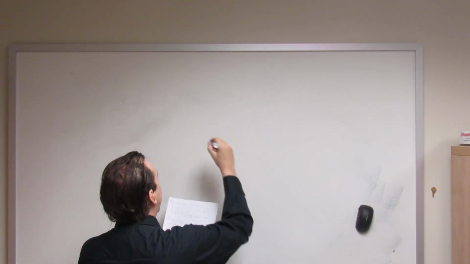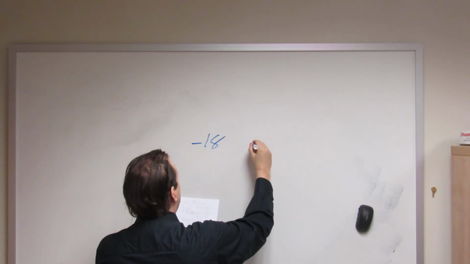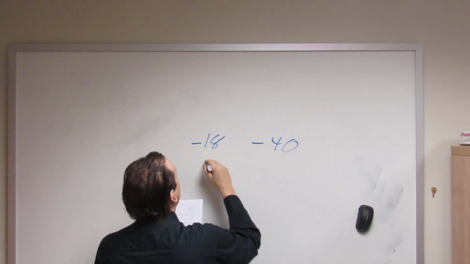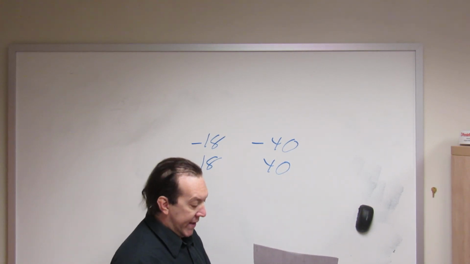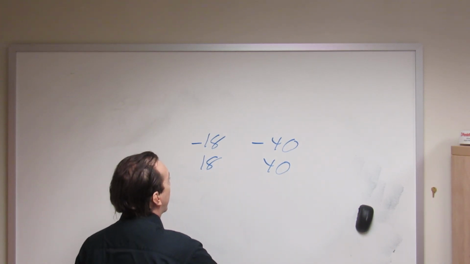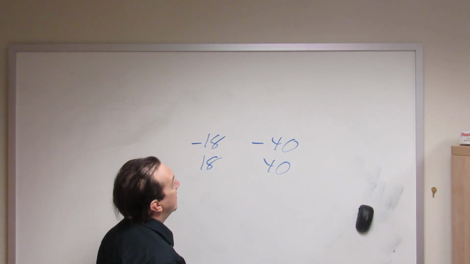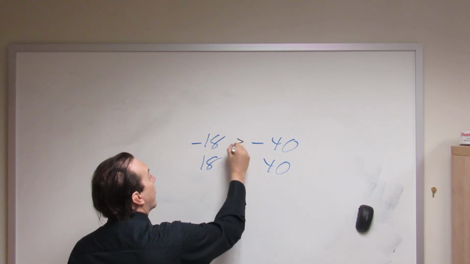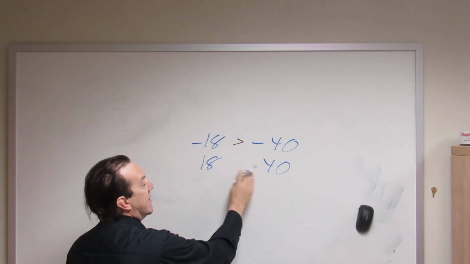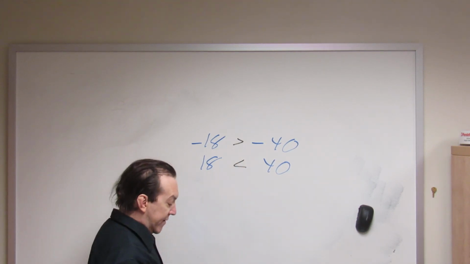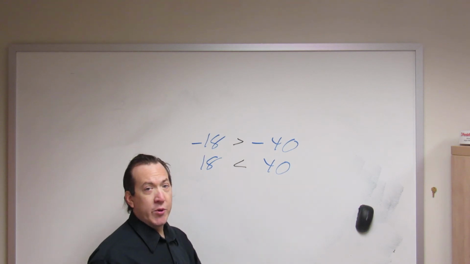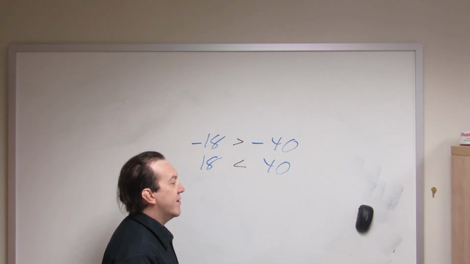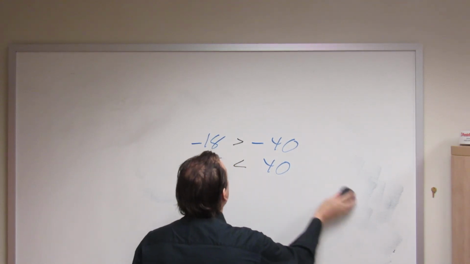Okay, then let's say we have -18 and -40, or 18 and 40. You have to put less than, greater than, or equal. -18 compared to -40 is greater, but 18 is less than 40. So you just need to put if it's greater than, or less than, or equal to.